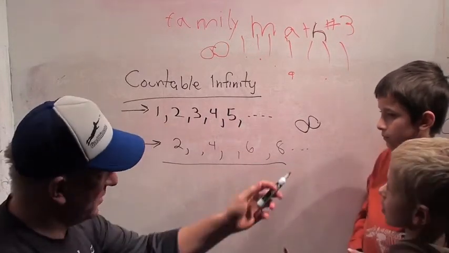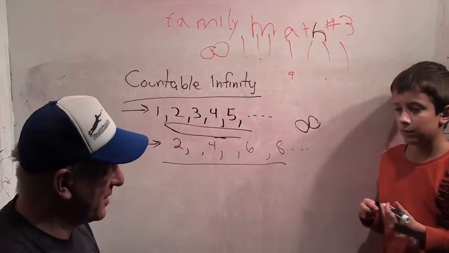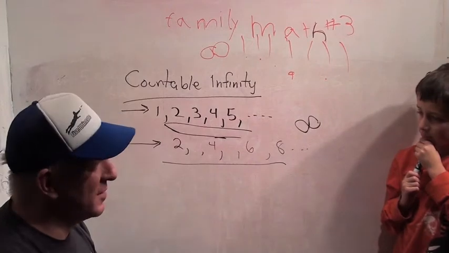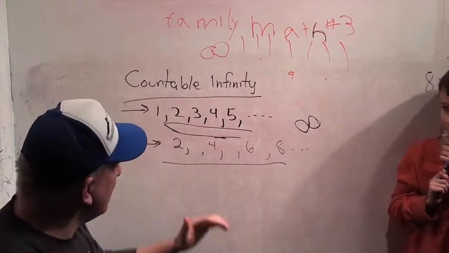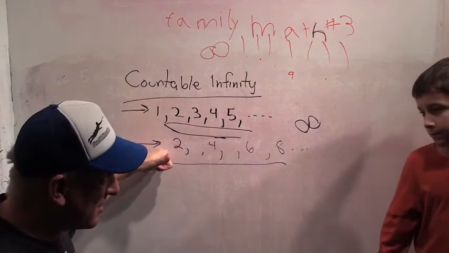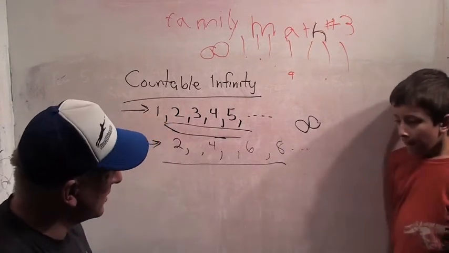What do you think? Same. Now here's one of the crazy things about infinity. These lists have the same number of numbers. Wow. Can you believe that? Even though this list has numbers that this list doesn't have, and all the numbers in this list are in this other list.